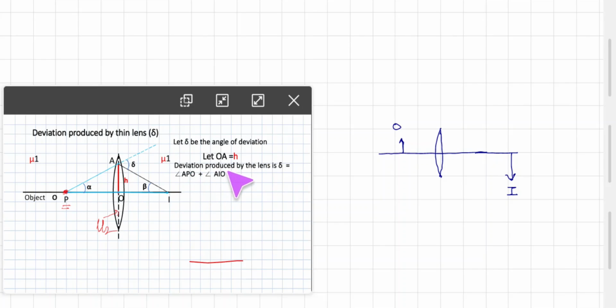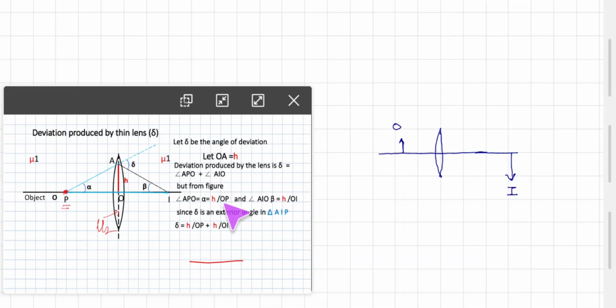Now the deviation produced by the lens, delta: remember that this is a triangle and delta is an exterior angle of this triangle, and the exterior angle is equal to the sum of these two angles. Therefore delta is equal to alpha plus beta, where alpha is angle APO and beta is angle AIO. So delta is equal to angle APO plus angle AIO.